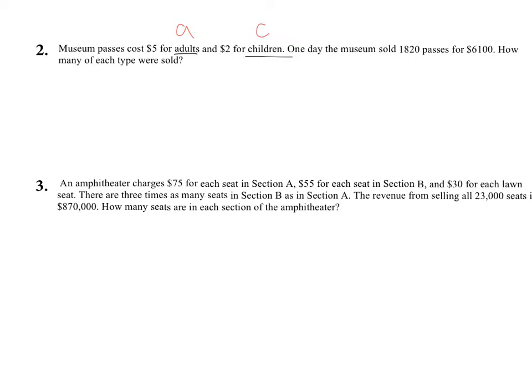The next step after identifying that is to attach some sort of numerical value for each one. And this one's pretty easy because it says $5 for adults and $2 for children. So I can say 5A plus 2C. Now, the key here is what it equals. Because 5 represents dollars and 2 represents dollars, what it equals also has to represent dollars, which the only other thing is the 6,100. So that goes there.